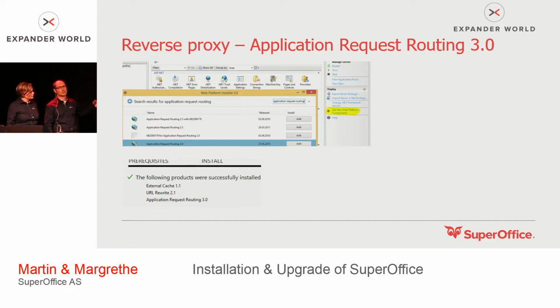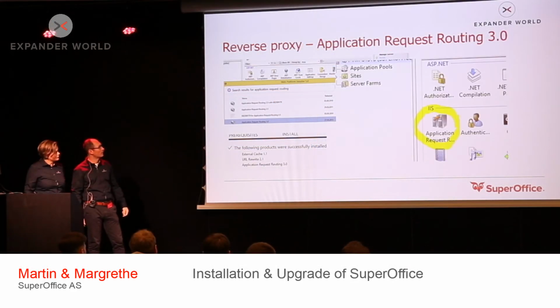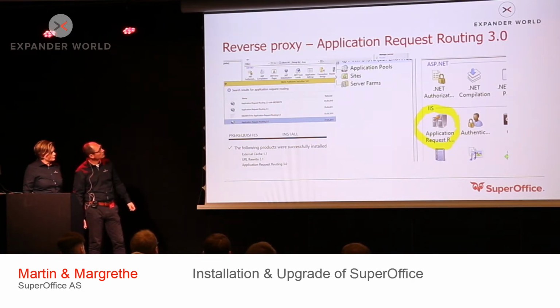Once it is installed, you run it, and you will get a new icon in IIS Manager. So you run the Web Platform Installer and you will find, either by search or by listing through the available applications, Application Request Routing 3.0. You click Add and it will install three things: external cache, URL rewrite, and Application Request Routing. Once you are done installing, you will have a new icon on, I think this is the site level, I'm not sure, but you will have a new icon on the site level, Application Request Routing. And you also see the icon for server farms.